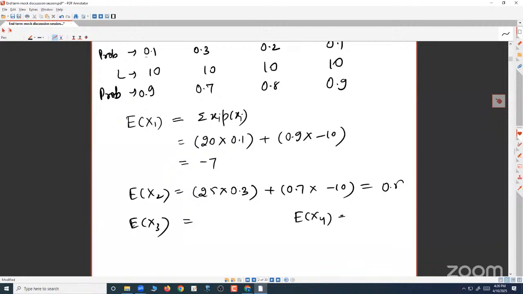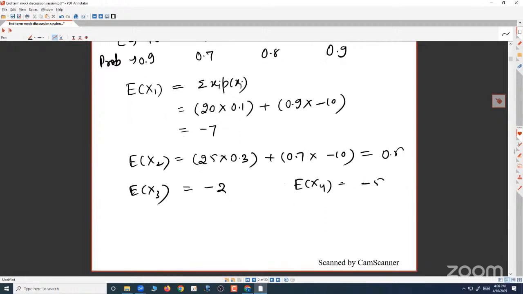30 into 0.2 plus 0.8 into minus 10. So this value is coming out to be -2. And what about x4? 40 into 0.1 plus 0.9 into minus 10. Correct. So this is coming out to be -5.